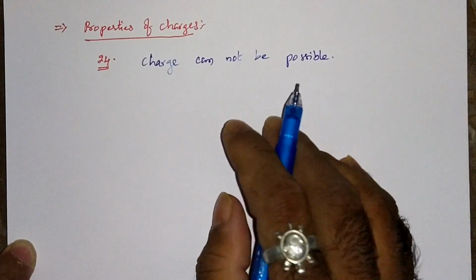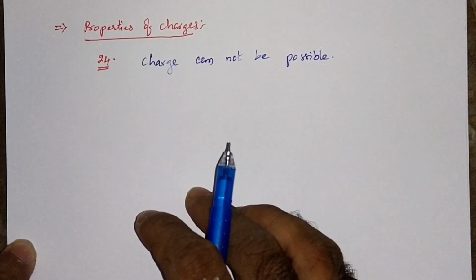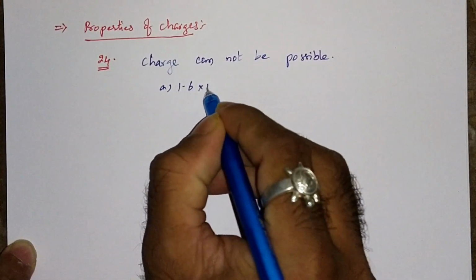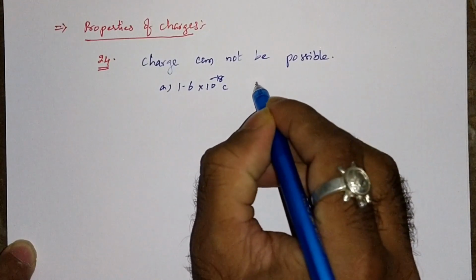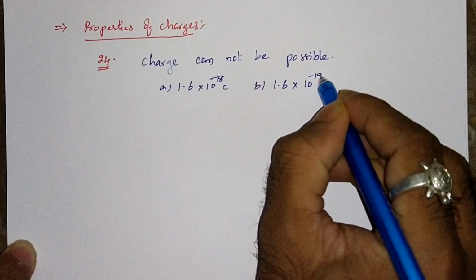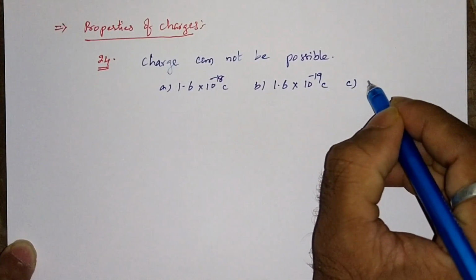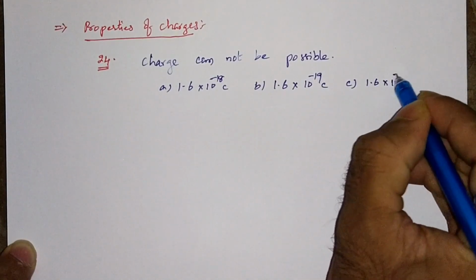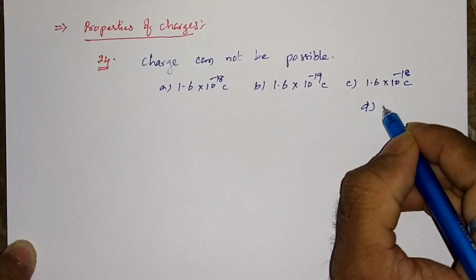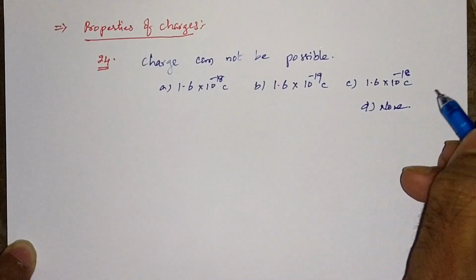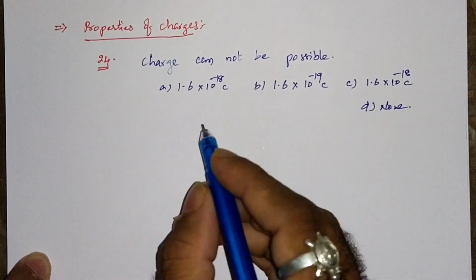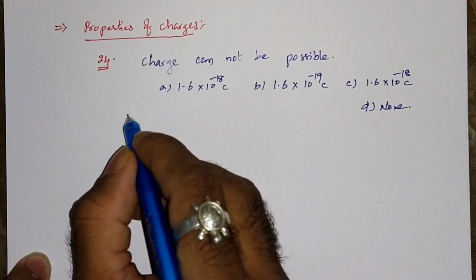This is the question, and there are options. Option A is 1.6 into 10 power minus 18 coulomb, and option B is 1.6 into 10 power minus 19 coulomb. Option C is 1.6 into 10 power minus 20 coulomb, and option D is none. So which of the following charge cannot be possible? Let us see the solution for this.